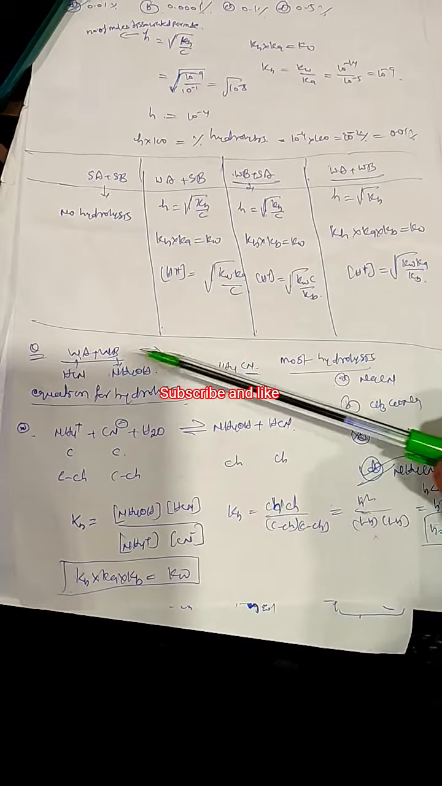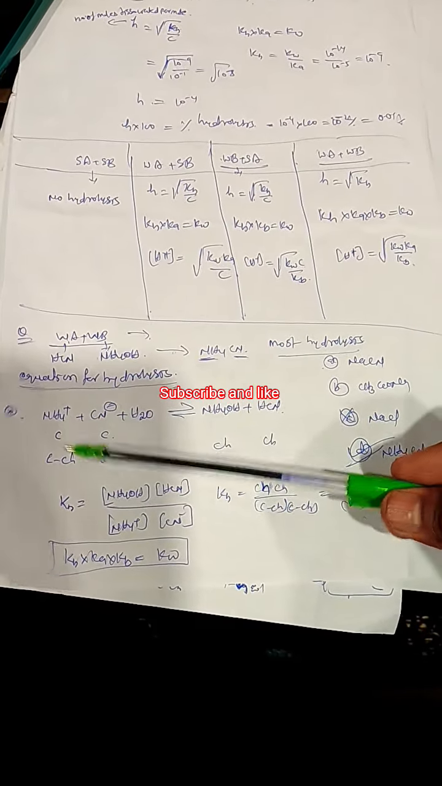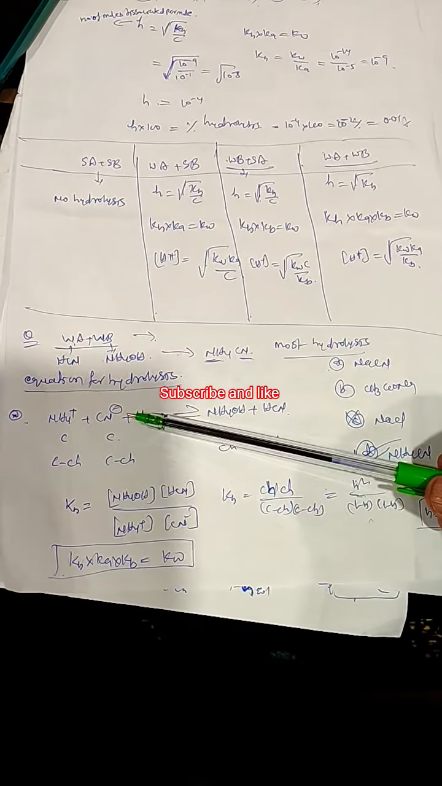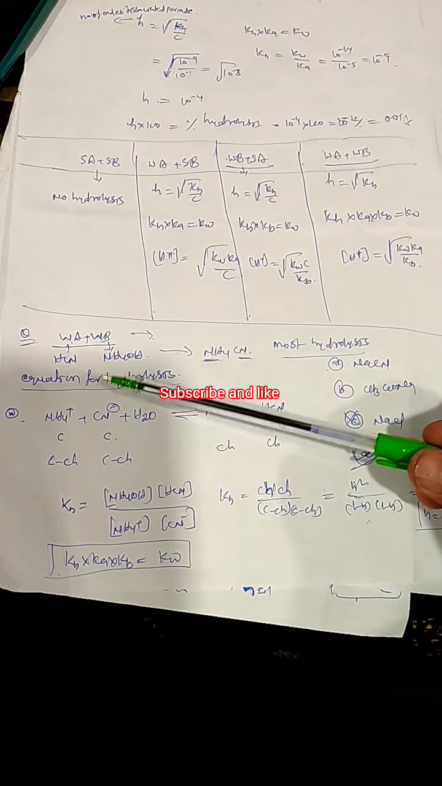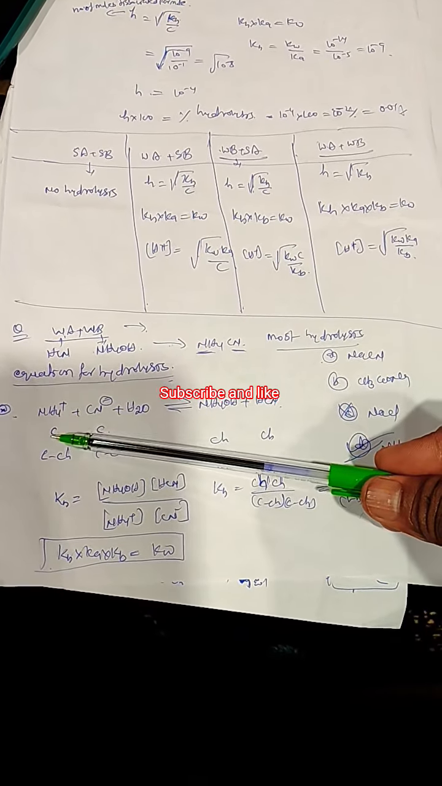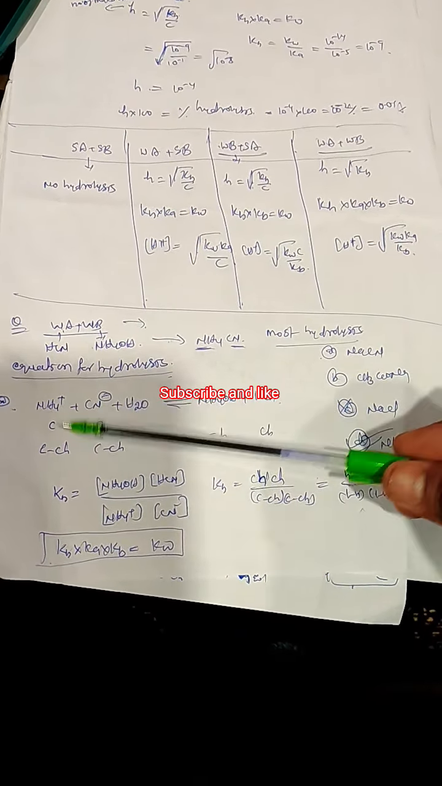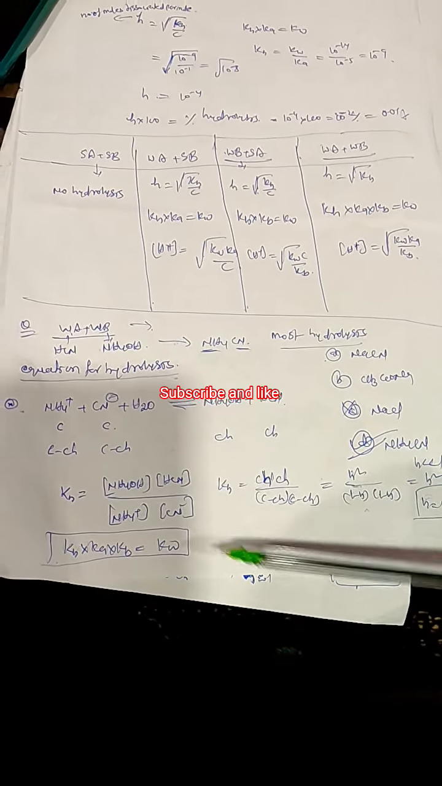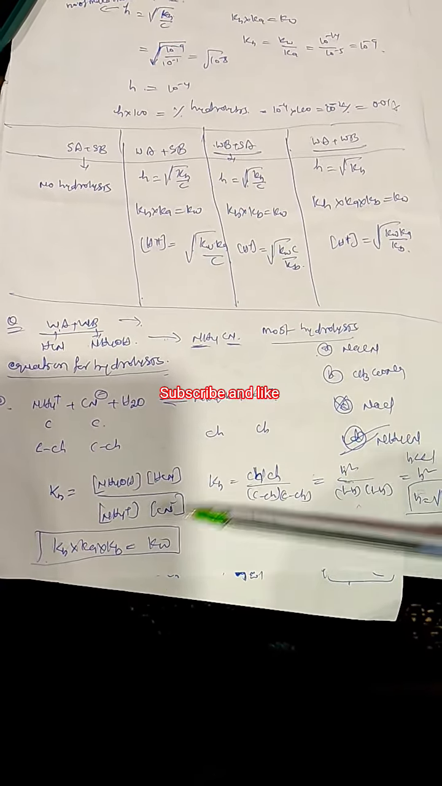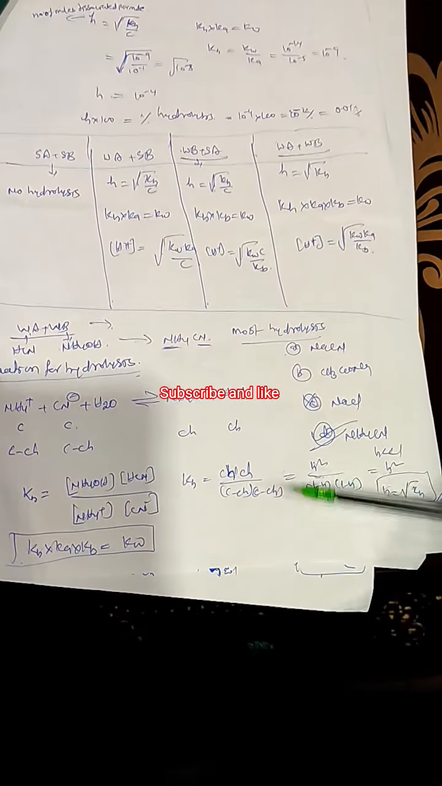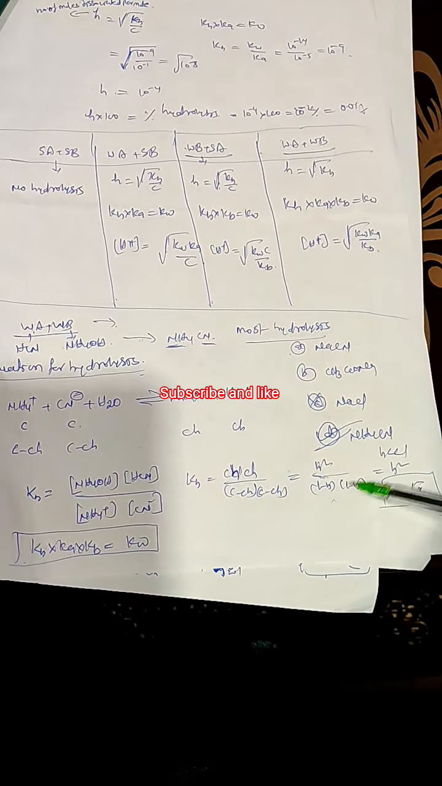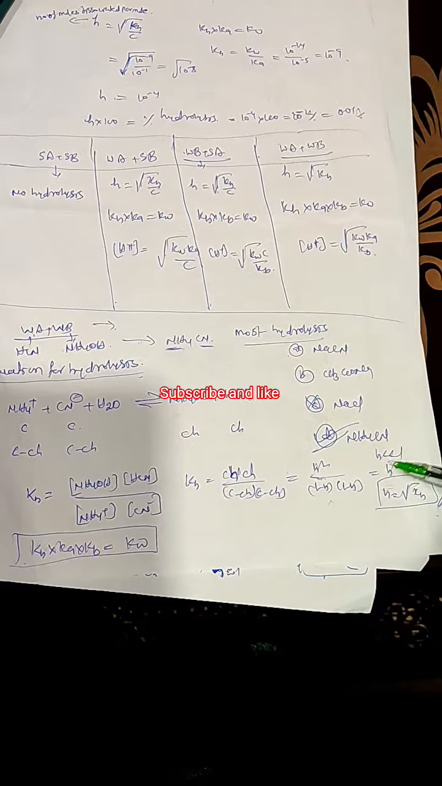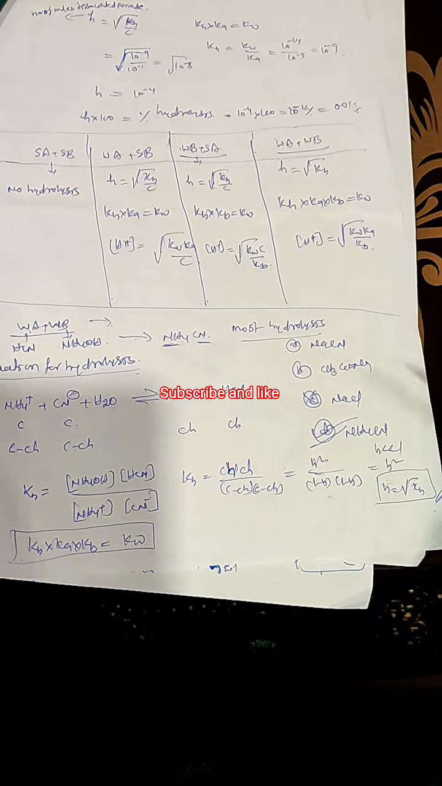For this weak acid and weak base, we know hydrolysis of both occurs. Here take ammonium cyanide: ammonium is a weak base and cyanide is a weak acid. They will hydrolyze. For this, Kh we write as Kw by Ka into Kb. Kh is equal to h square, since 1 minus h is very, very small compared to 1. Then h square is Kh, so h is equal to square root of Kh.